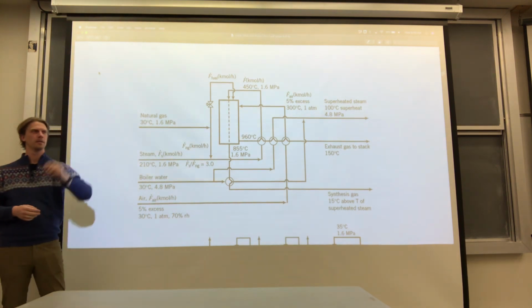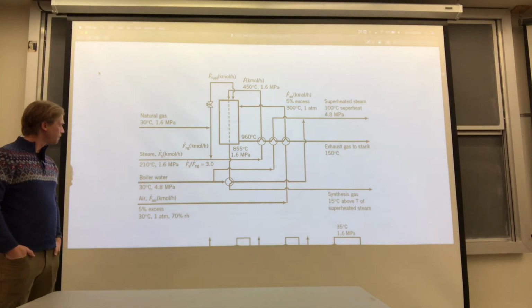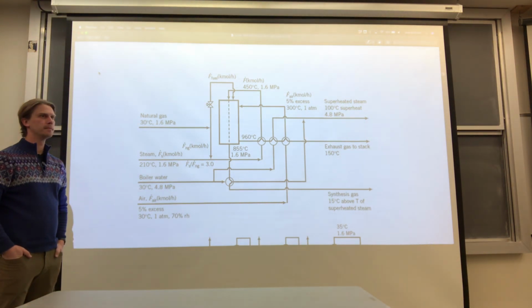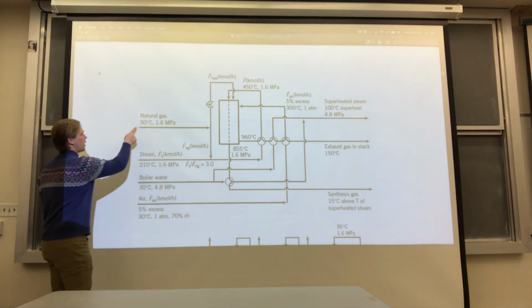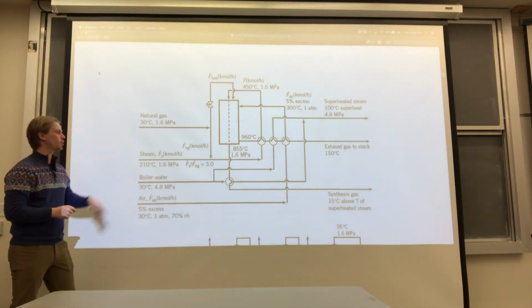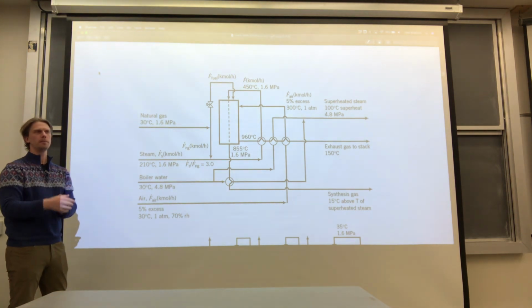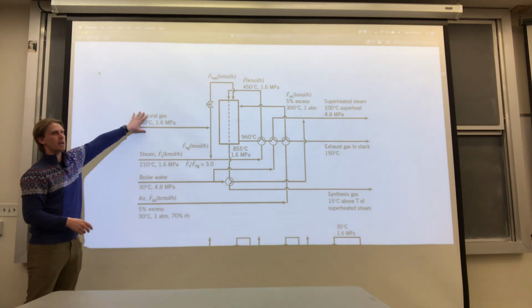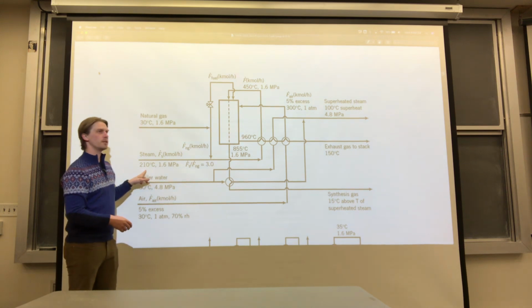Yes? And on this first part, is that Fs divided by Fng the mixture, or is that just the input natural gas compared to the input of the steam? That is the design specification for the ratio of how much natural gas versus how much steam. So there's 3 parts steam to 1 part natural gas. So we don't know what this one is here yet, right? We know what this stream is because of this design specification.